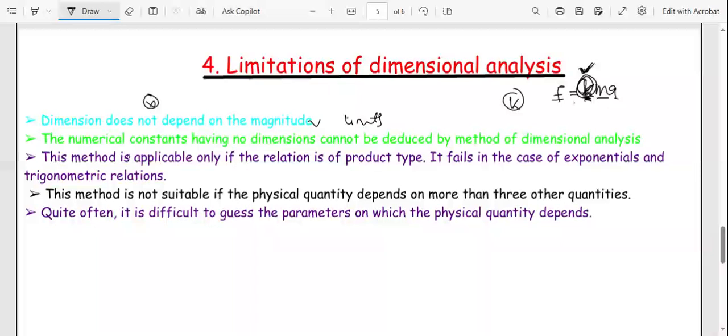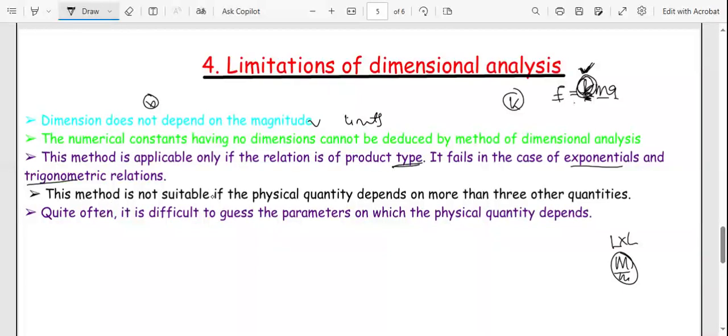So this method is applicable only if the relationship is of the product type or division type. So only if we are multiplying something or only if we are dividing something. That's when it is applicable. It fails in the case of exponential and trigonometric functions. So in short, it is limited, failing for exponential and trig functions.